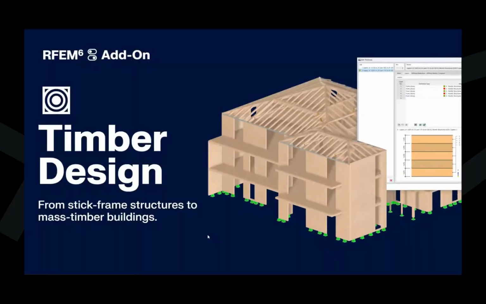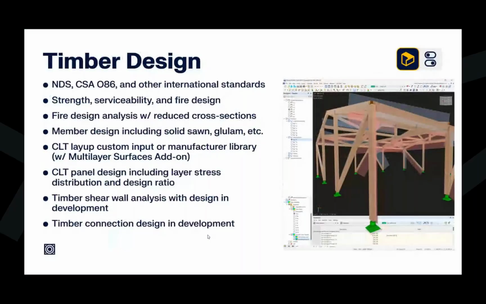So now we have timber design. We're moving a little bit more into maybe the capabilities that are not available in all structural analysis programs. We have the ability to design everything from stick frame structures clear up to multi-level mass timber structures. The NDS and CSA O86 are included, as well as any other standard that we offer, where we will carry out the full strength, serviceability, and fire design of both members and CLT surfaces.